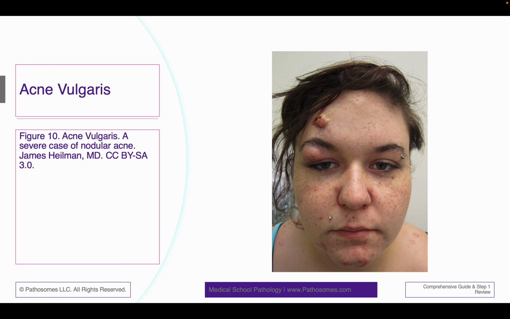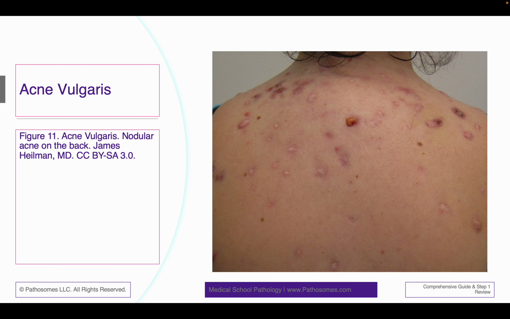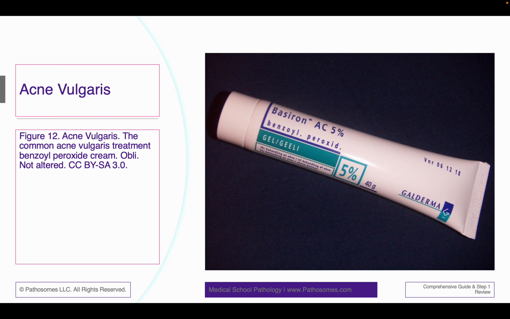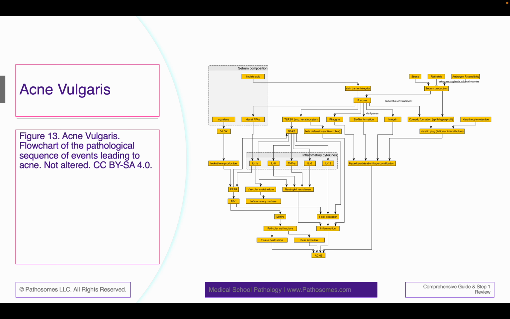Here we have a picture of a patient with nodular acne, and nodular acne on the back we can see. Here is some benzoyl peroxide cream used to treat acne vulgaris specifically, and a flowchart of the pathological sequence of events leading to acne.